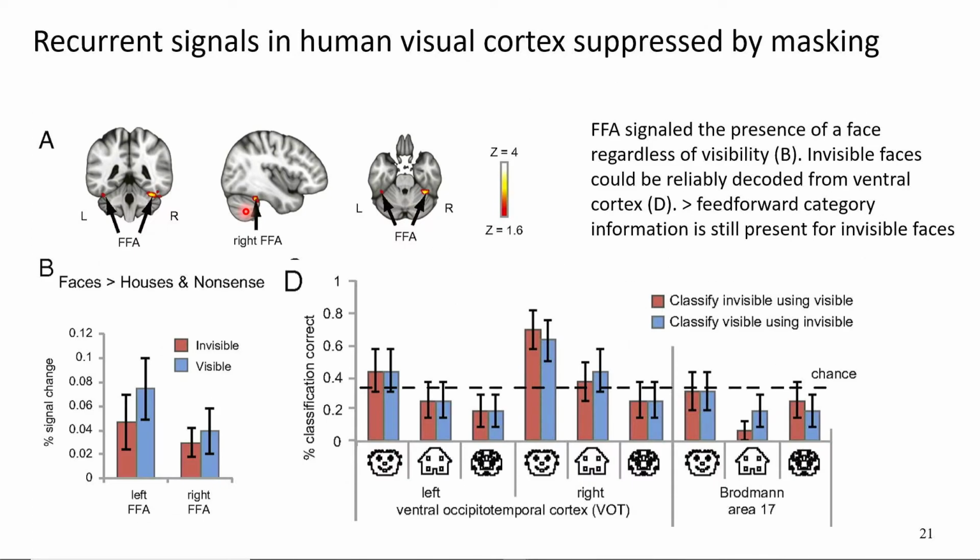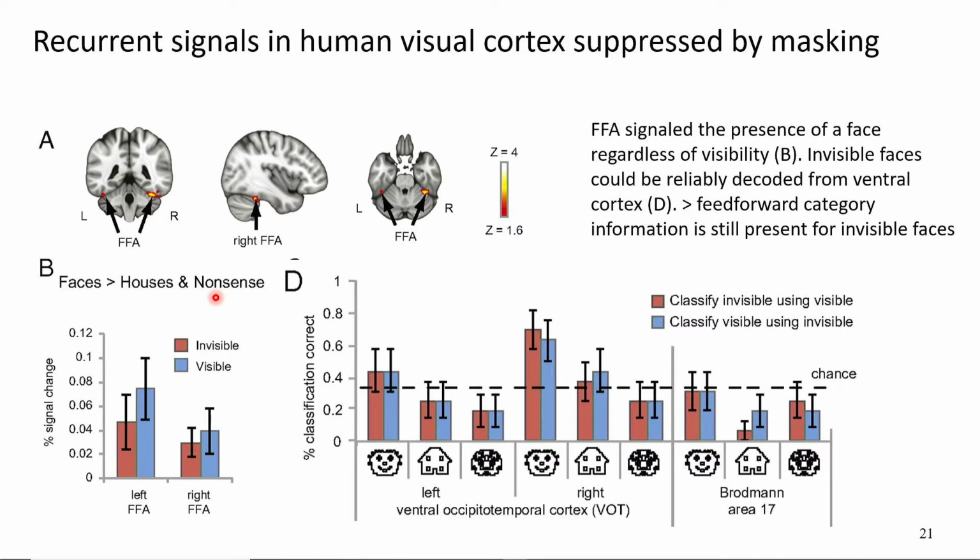And then if you look at what happens in the human visual brain, it's very similar to what we found in the monkey, in the sense that you still get activation, for example, of the fusiform face area for these invisible faces. Of course, the activity is a bit lower for the invisible than for the visible cases, but you still get selective activation of the fusiform face area, in the sense that the activity is higher for faces than for other objects like houses or nonsense objects. So in that sense, the fusiform face area is still signaling, oh, there's a face here.